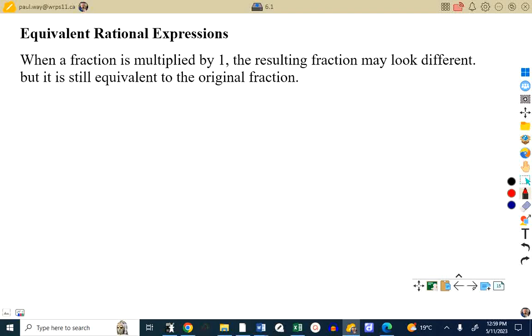We're going to talk now about equivalent rational expressions. Whenever you multiply a fraction by 1, whenever you multiply anything by 1, you don't change the value. If I take 11 times 1, I get 11. 72 times 1 is 72. But when you're dealing with a fraction, you may multiply by 1 in such a way that you get something that looks different, but since you've multiplied by 1, it isn't different.